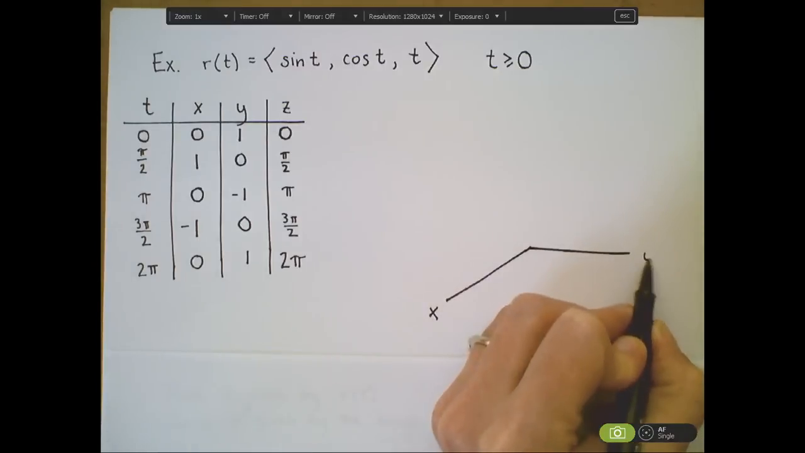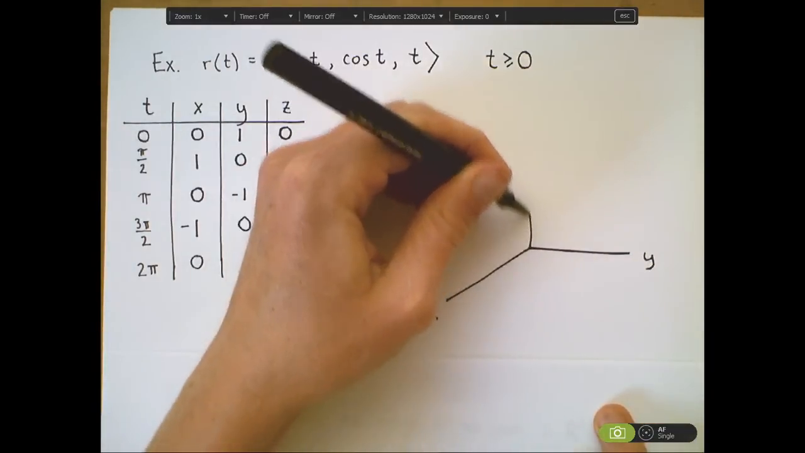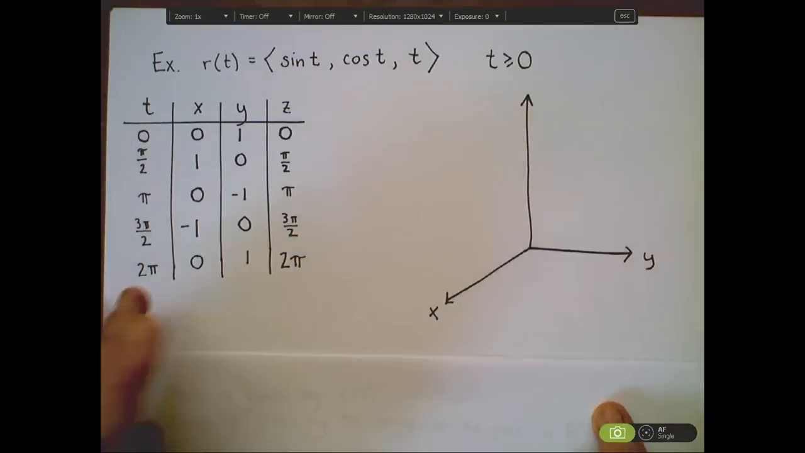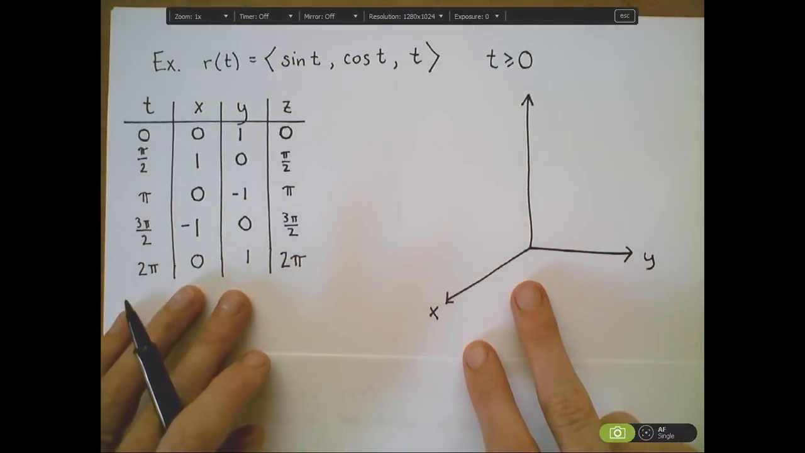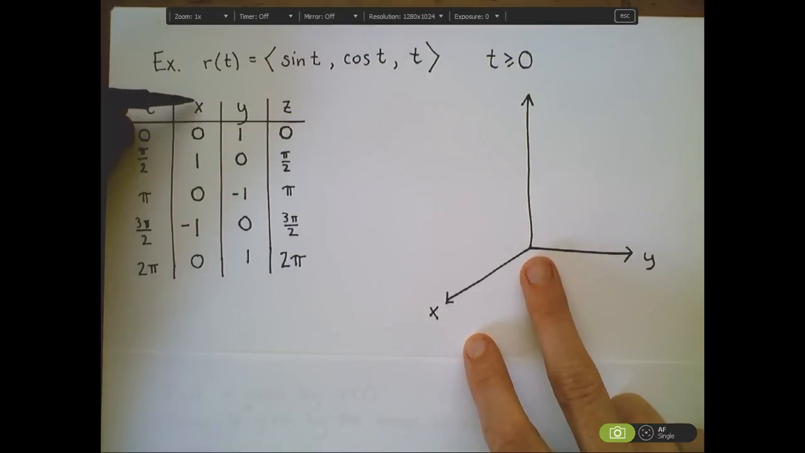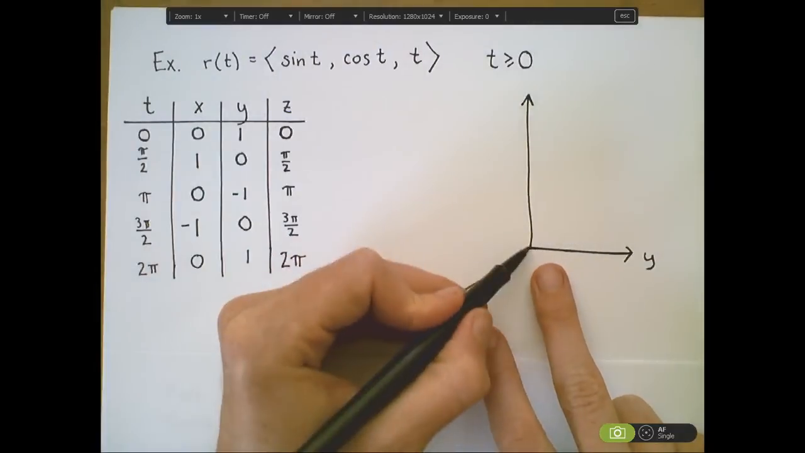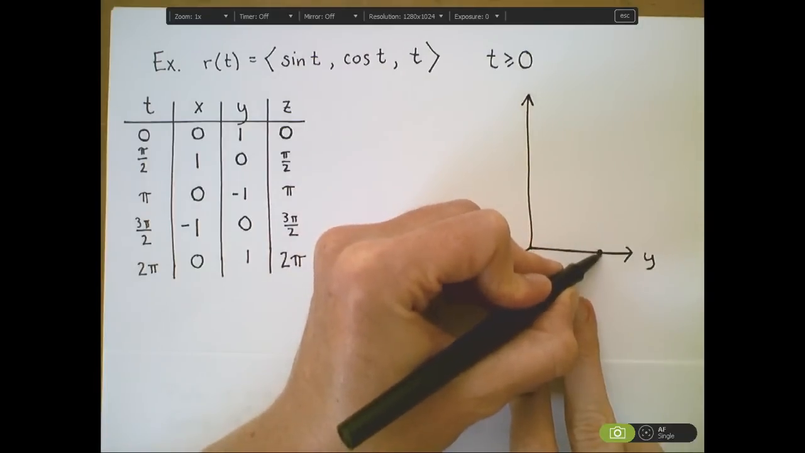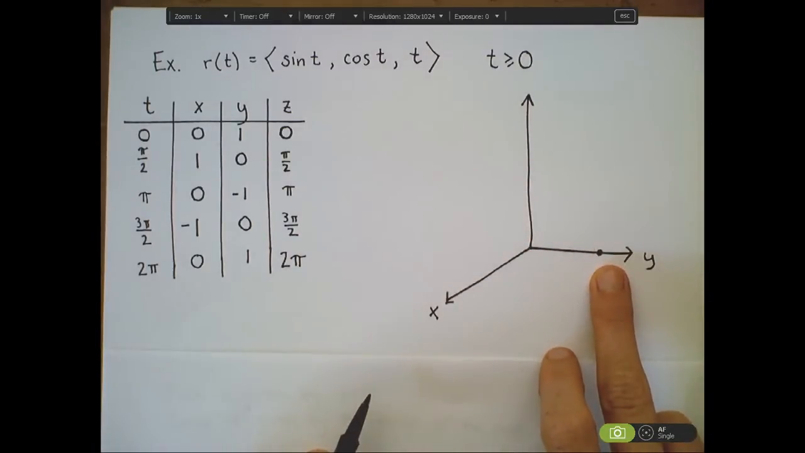This is one classic function that you are going to end up memorizing because it's hard to draw these by hand. It's hard to visualize what's going on. But let's start by plotting some points. We see that to start with, my x value is 0, my y value is 1, and my z value is 0. So I'm going to put that point right here.